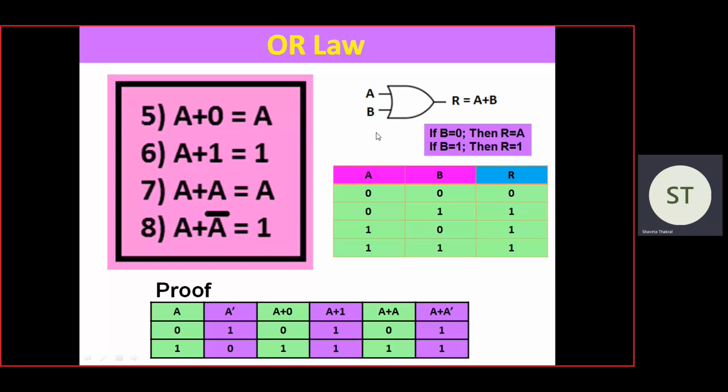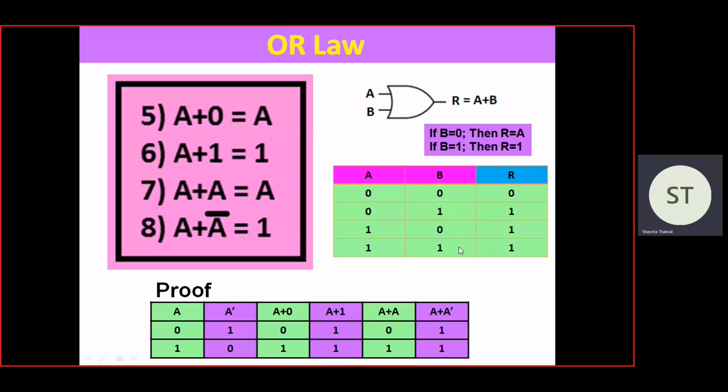So in the last lecture we discussed the OR gate. This is the logical symbol of the OR gate. A and B are inputs and R is its output. And the relation of R, A and B is R is equal to A plus B. And this is the truth table of the OR gate. For the four combinations of A and B, we can see R here. So for the 0, 0 combination, R is 0. For 0, 1, R is 1. For 1, 0, R is 1. And for 1, 1, R is again 1.